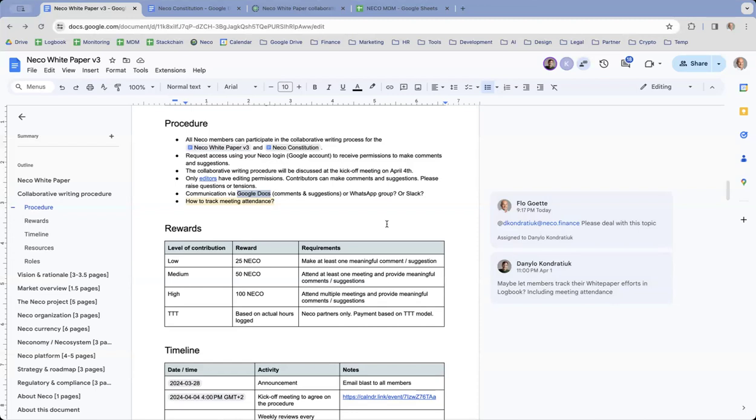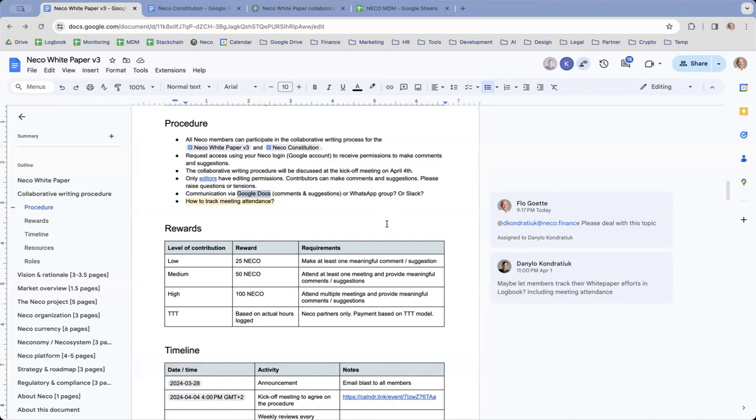The target group of this white paper is, of course, our investors and our community, at least the people who are interested in understanding the system in more detail. So we want to have a white paper in the end which is easy to understand and easy to digest for people who don't necessarily have a crypto background or are not so familiar with crypto. They would still need to understand the basics, probably not every detail, not the details of the tokenomics section, for example, but at least get a good understanding of what Neco is when they read the white paper.